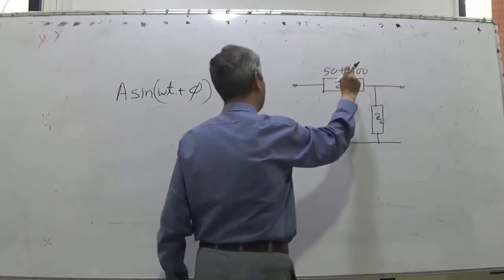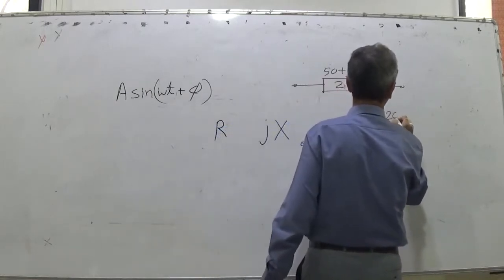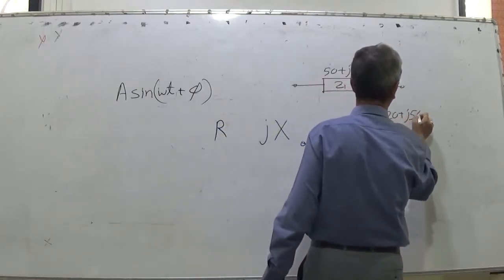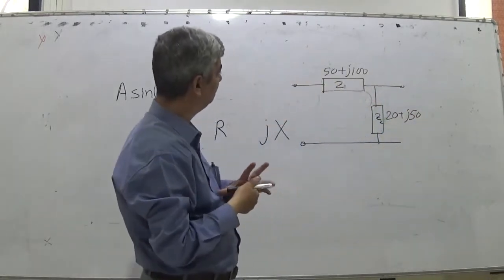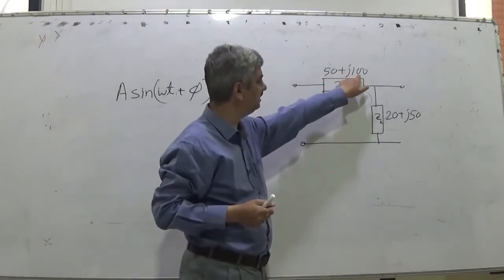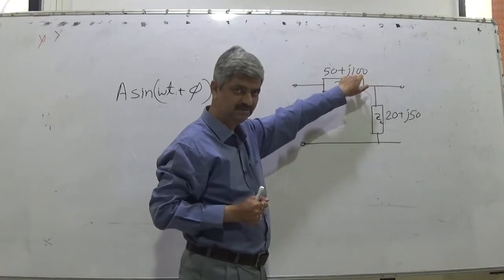Z1 is 50 plus j100, Z2 is 20 plus j50. Now what is this j100? This j, I will come to it. j100 means inductive reactance at the frequency of operation is 100.